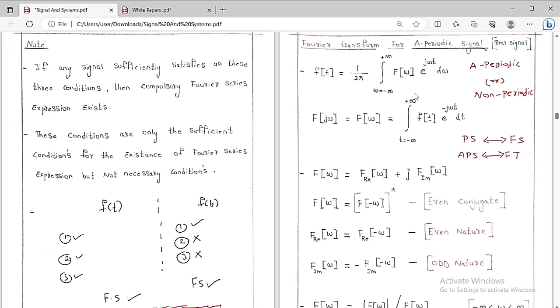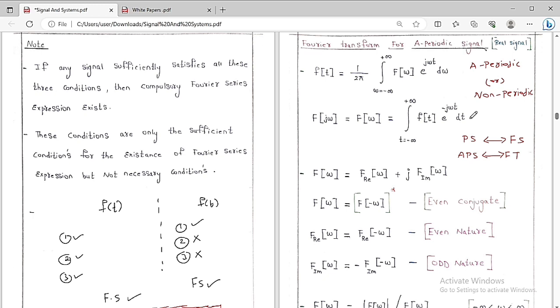For periodic signals, we have learned about the Fourier series. For aperiodic or non-periodic signals, we are going to discuss the Fourier transform. These are the real signals because there is no complex term. So what is the formula? This formula you have to remember. f of t is equal to 1 by 2 pi integration over omega from minus infinity to plus infinity of F of omega e to the power of j omega t d omega, and F of j omega or F of omega is the integration over t from minus infinity to plus infinity of f of t e to the power of minus j omega t dt.